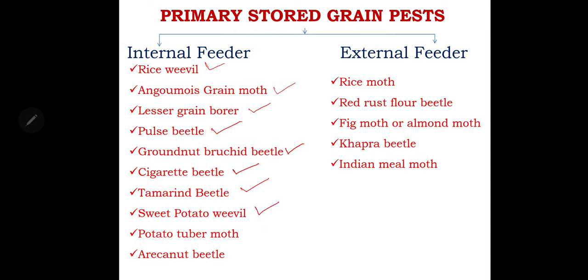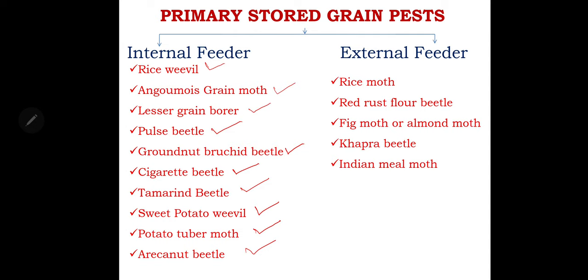sweet potato weevil, Cylas formicarius, potato tuber moth. Potato tuber moth is Phthorimaea operculella, and arachid beetle. Arachid beetle is Caryedon fasciculatus.